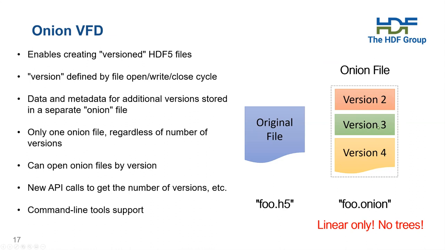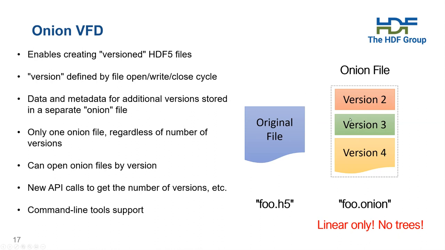Now, these have to be linear. You can't open version 3 and then branch off of it. And this is not set in stone as the only way of doing this. This is just the first implementation. This could be implemented inside the original file. You could potentially have it set up so that different versions have their own files. But this is the use case that we targeted for the first release.